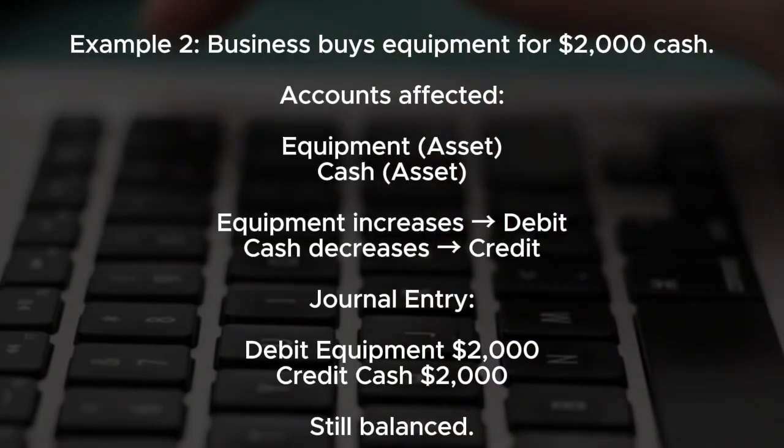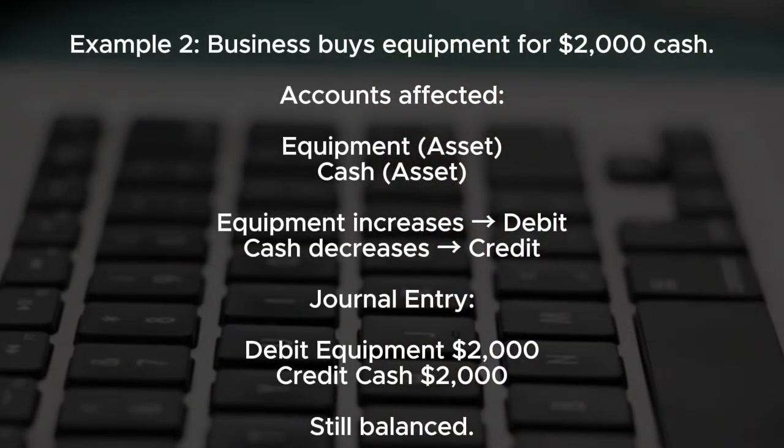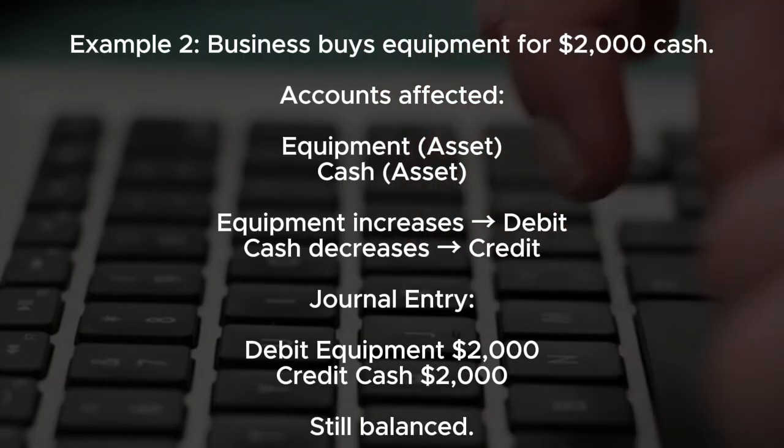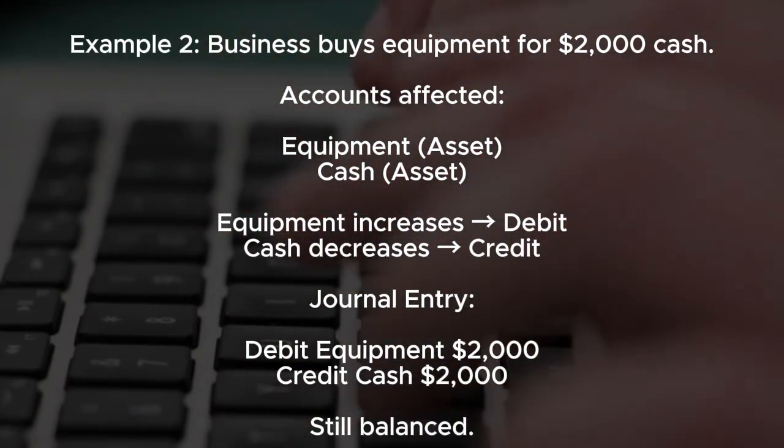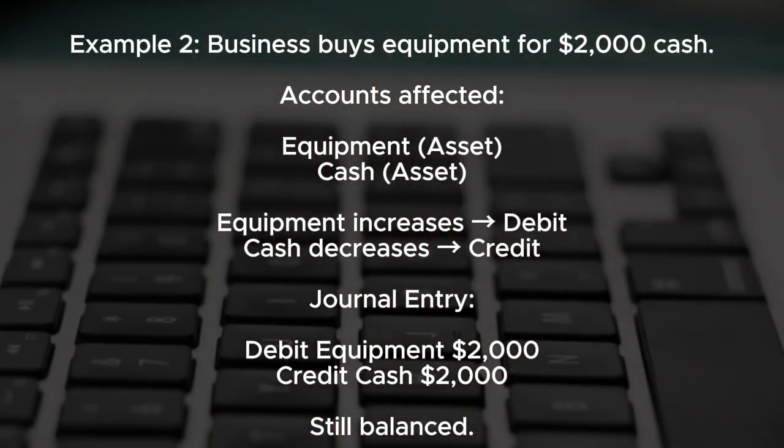Example 2. Business buys equipment for $2,000 cash. Accounts affected: equipment, asset, cash, asset. Equipment increases debit. Cash decreases credit. Journal entry: debit equipment $2,000. Credit cash $2,000. Still balanced.